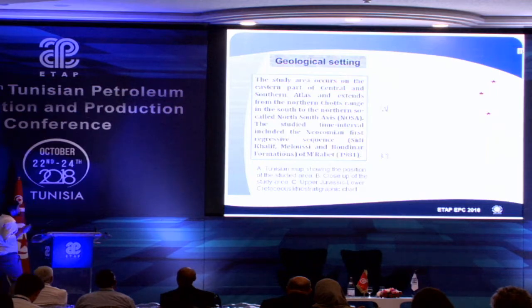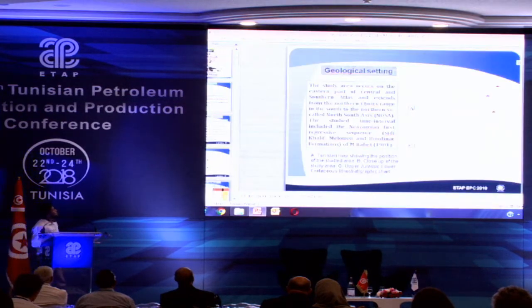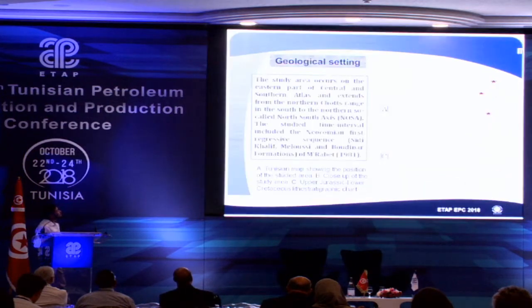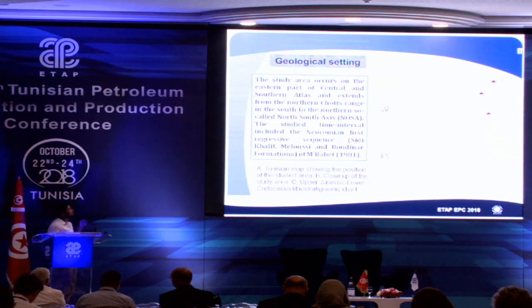The study area occurs on the eastern part of the central and southern Atlas of Tunisia and extends from the North Chott range in the south to the north, the so-called North-South Axis. The studied area is subdivided by the east-west trending fault of Bouhedma into two parts, the Meknassi Basin to the north and the Bouhedma Zimlet al-Bayda to the south. The study time interval includes the Neocomian first regressive sequence of Sidi Khalif, Malusi, and Boudinar.